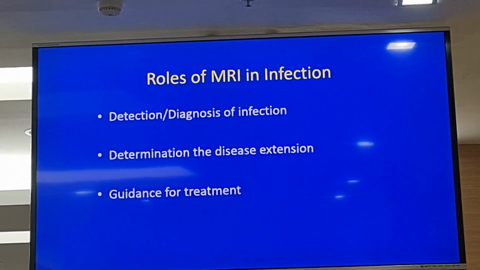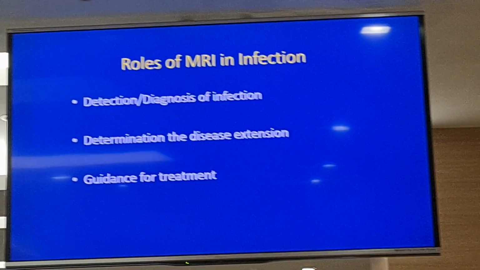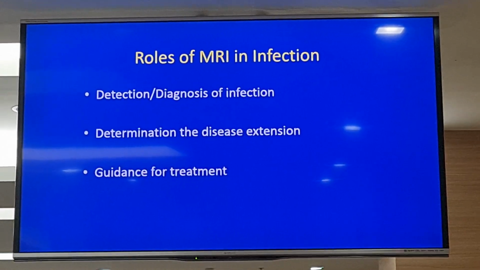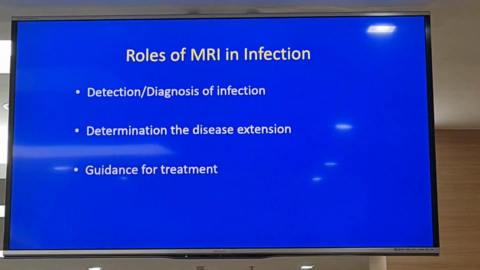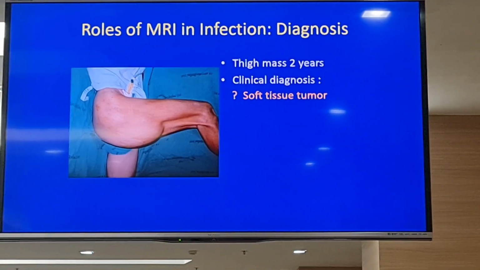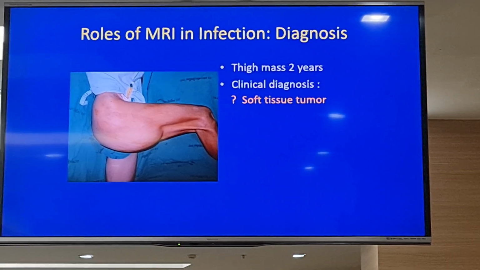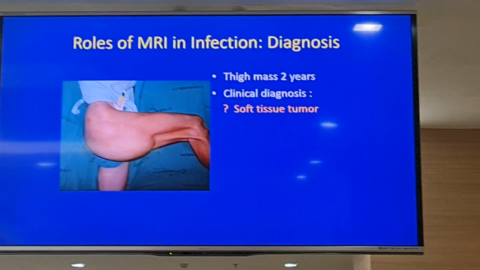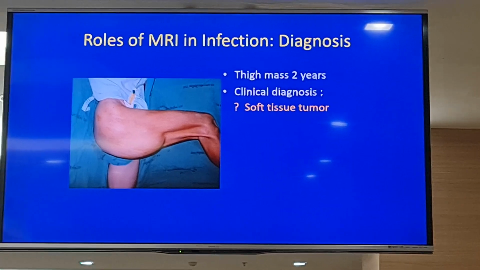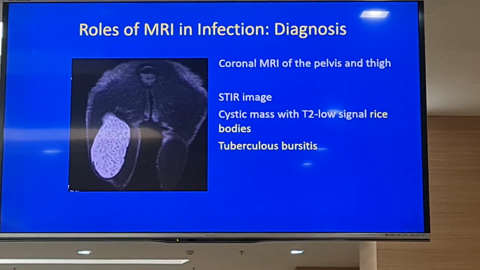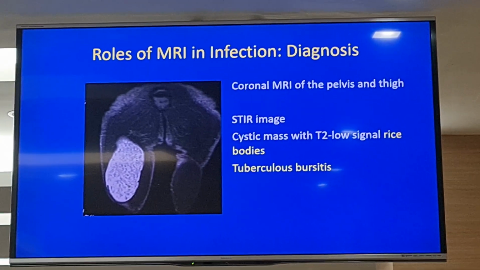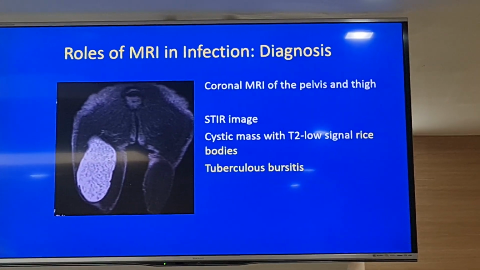Okay, so let's look at the role of MRI in infectious disease. We can use this in diagnosis. We can use this in determining disease extension, which is very helpful in clinical practice and helps guide your treatment. So, if you see this patient with a mass for 2 years, who would think this is an infectious disease? No, we think this is a soft tissue mass. But when we do MRI, these are coronal MRI images. This is a cystic mass with something called rice bodies.